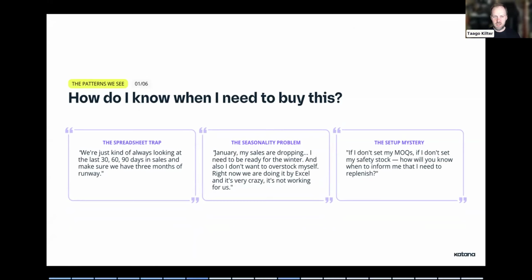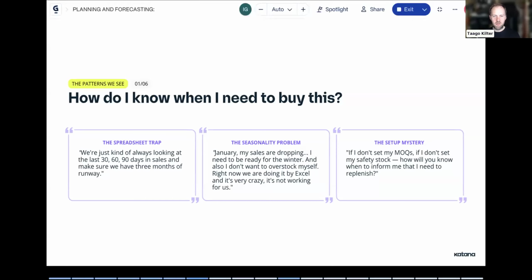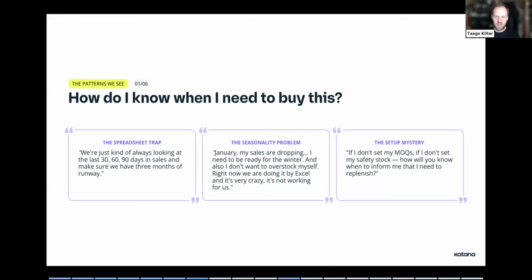Basically, what we are trying to solve all together with either planning and forecasting or AI replenishment is how do I know when I need to buy this item or whichever item? The core problem of any inventory is having enough goods available, but not having too many items at a time that hold up your cash and hold up your space.